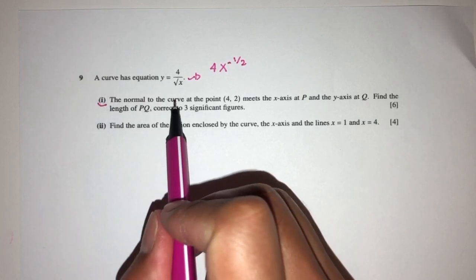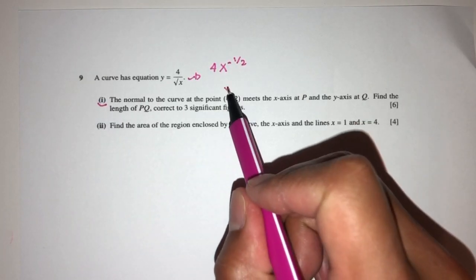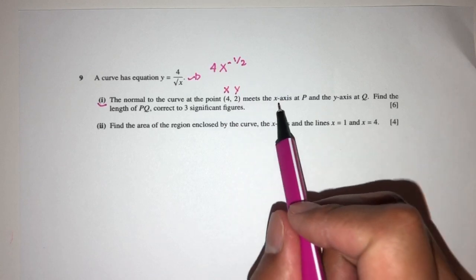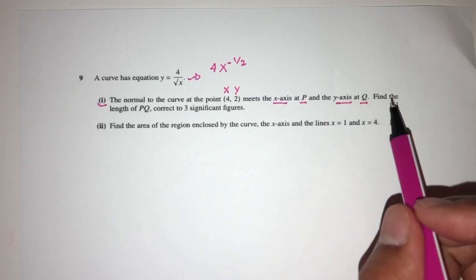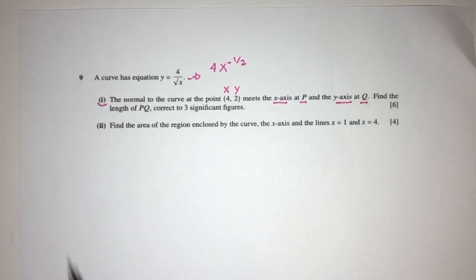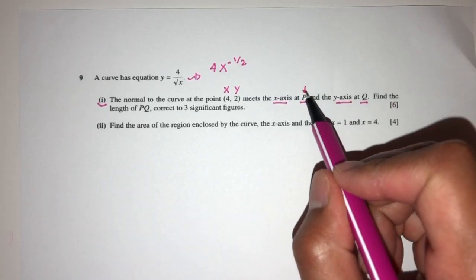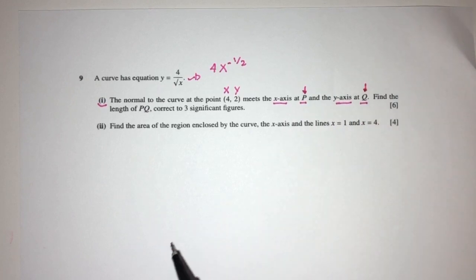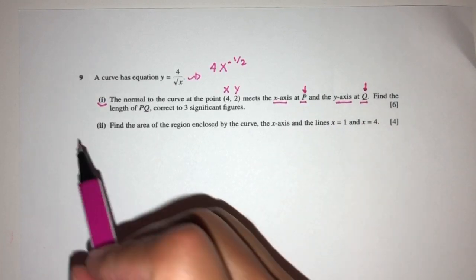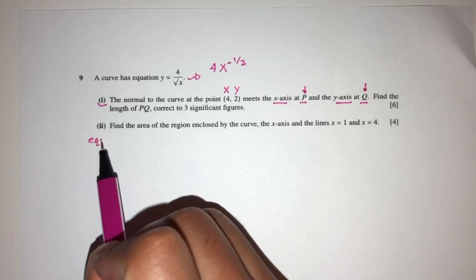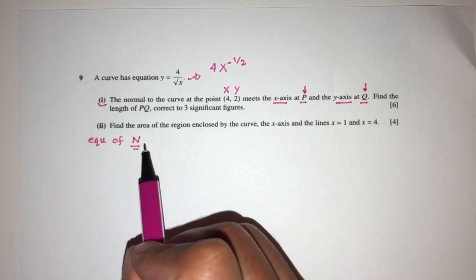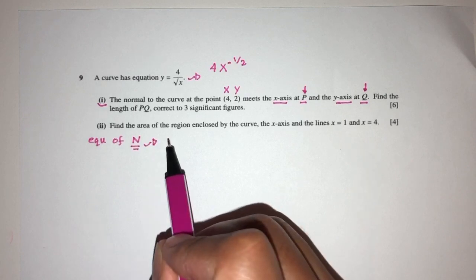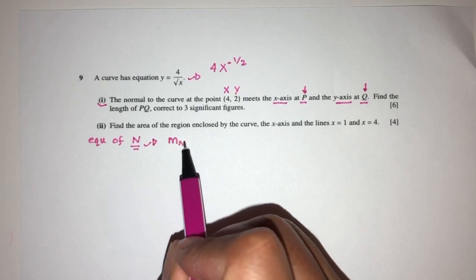The normal to the curve at the point (4, 2), this is the x value and the y value, meets the x-axis at P and the y-axis at Q. Now find the length between P and Q. So we first have to find the points P and Q. To find the points P and Q, we have to find the equation of the normal. Now we understand the normal is a straight line, so you have to find the gradient of the normal.